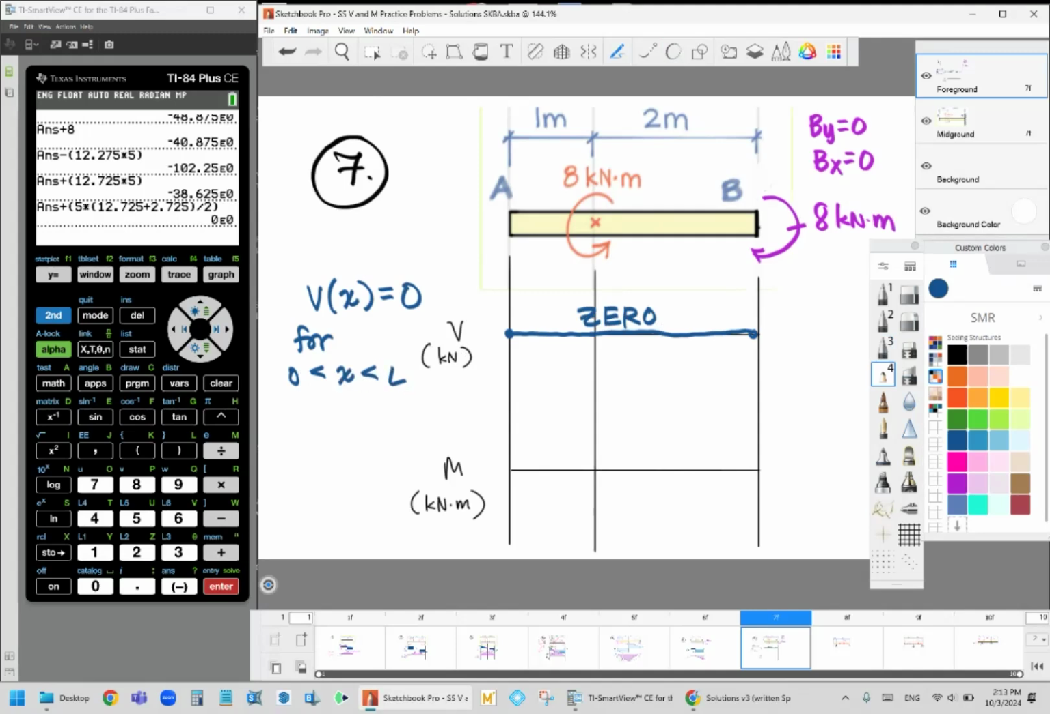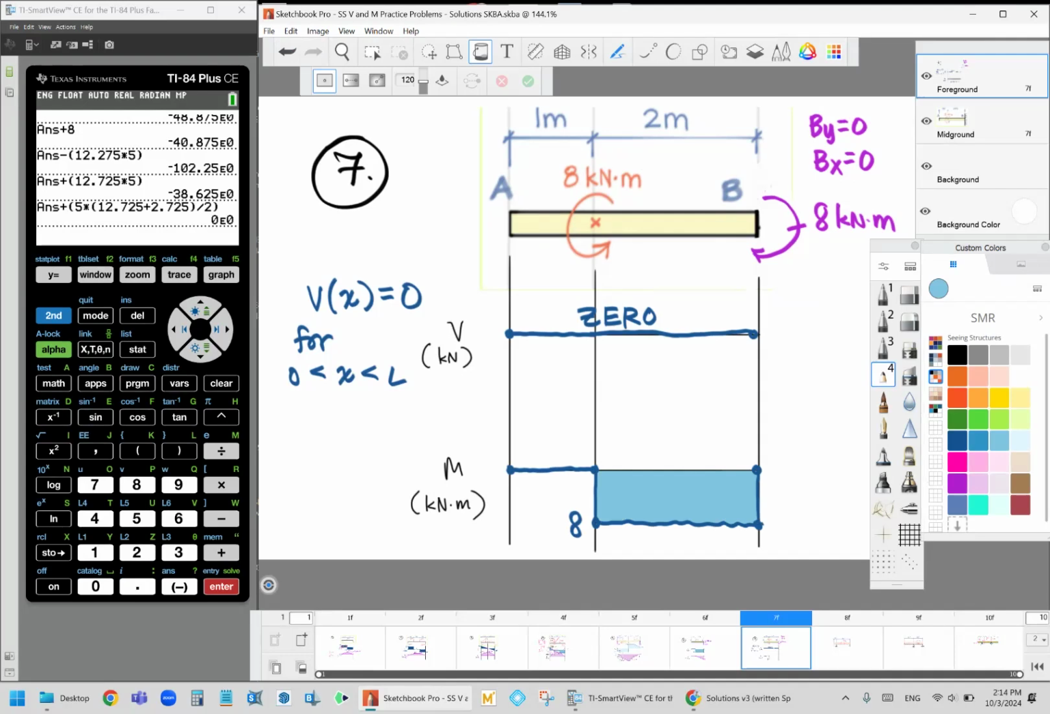All right, moment. So start at 0, go on our merry way for the first 1 meter, hit the 8 kilonewton applied moment. This one is going counterclockwise. So for counterclockwise, we jump down. Okay, so we have our 8 kilonewtons times meter down here over 2 meters. I stay constant, and then I increase back up to 0 here. And that is it for that problem.